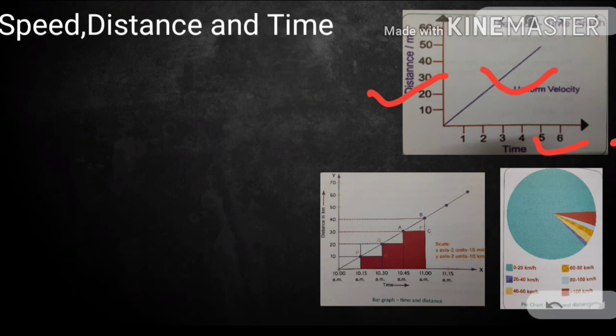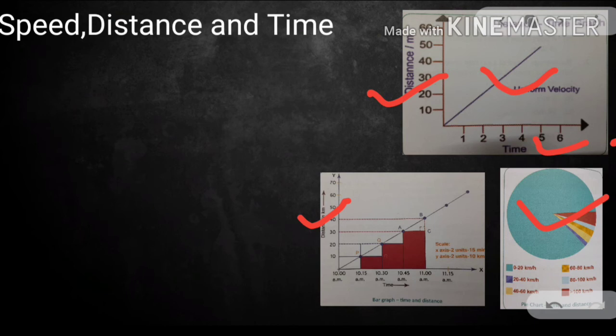So the graphical representation of the data that gives information about the movement, that is data for the total distance moved at different times during movement, can be recorded and presented in pictorial form in different ways, such as bar graph, then pie chart, and then line graph.